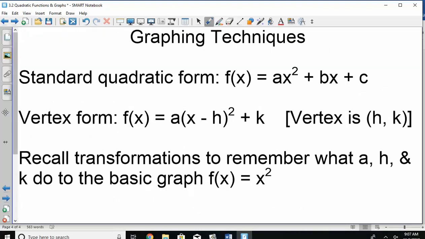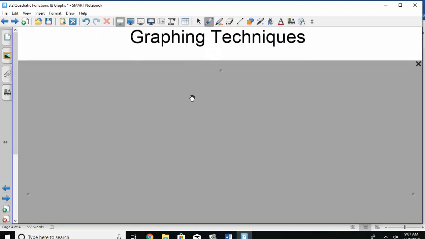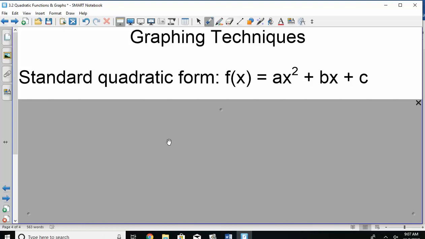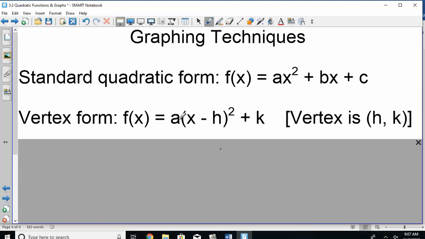So let's talk about graphs. We might see quadratics given in different forms. Standard form is that one that I gave you, the ax squared plus bx plus c. We've also seen, when we were dealing with transformations, what is actually called vertex form: f of x equals a times x minus h squared plus k.